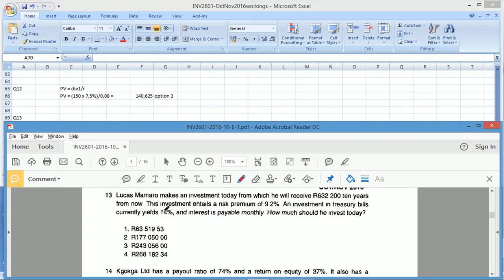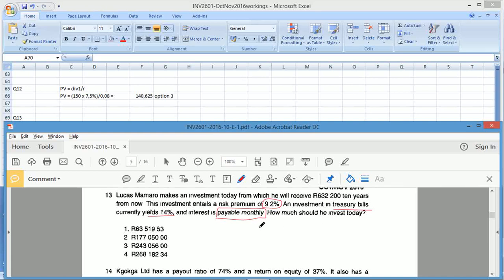Question 13. Al makes an investment today from which he will receive a future value 10 years from now. This investment entails a risk premium of 9.2%. Investment in treasury bills. When I see treasury bills, I know that's the risk-free rate. And interest is payable monthly. That's important. How much should he invest today?